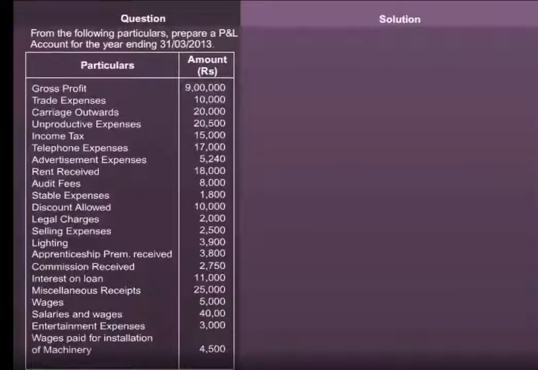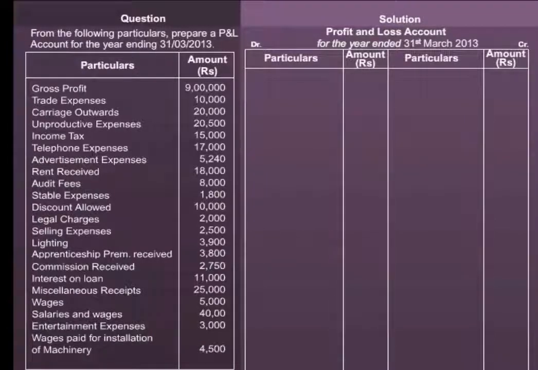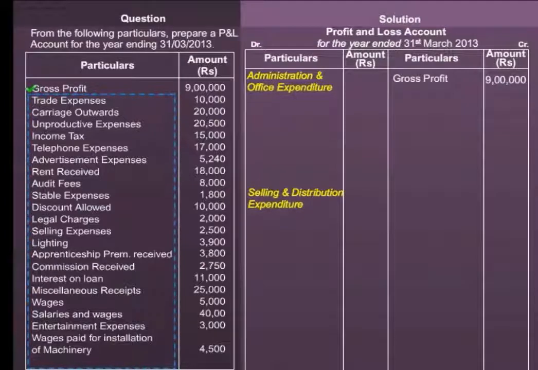Read the question carefully. Let's have the format of P&L account. First of all, gross profit is posted on the credit side like this. Now all these are the expenses and the incomes. As we have learnt, expenses are bifurcated under various heads such as office expenses, selling expenses and miscellaneous expenses.